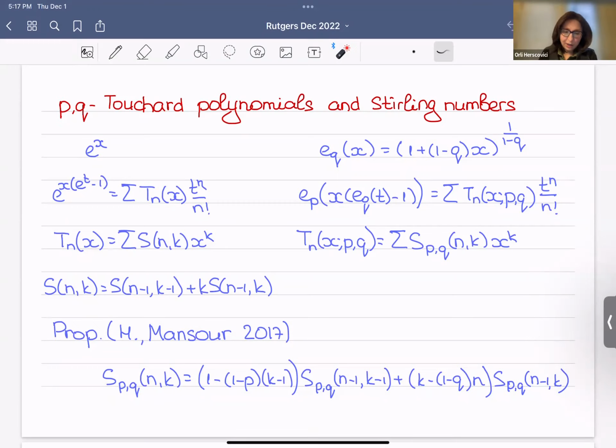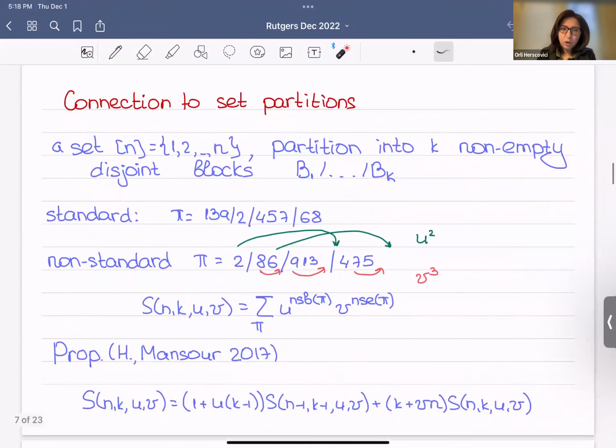So how to explain them? Okay, so again, but these have combinatorial interpretation. So we believe that something combinatorial can be considered here. So let's go for combinatorics. So if we take a set of n integer numbers, we consider partition into k non-empty disjoint blocks. This is just standard notation.